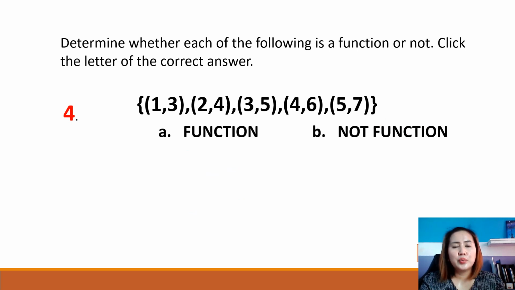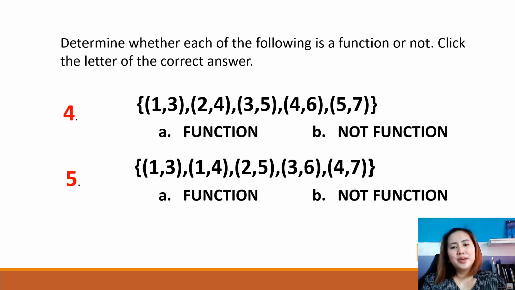Next, we have here a set of ordered pairs: (1, 3), (2, 4), (3, 5), (4, 6), and (5, 7). Again, just take a look at our first element or the values of x. If there is a repeated value, meaning that is not a function. But if every value is unique, we can consider it as a function. So you have 1, 2, 3, 4, and 5. If your answer is function, you are correct.